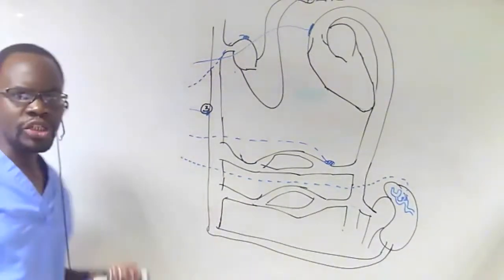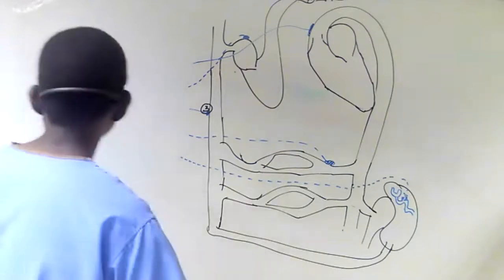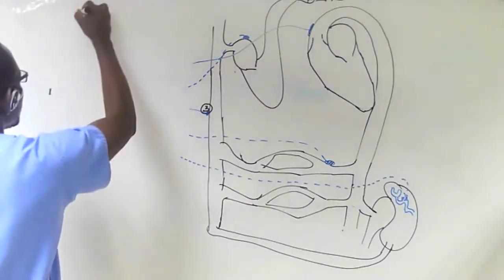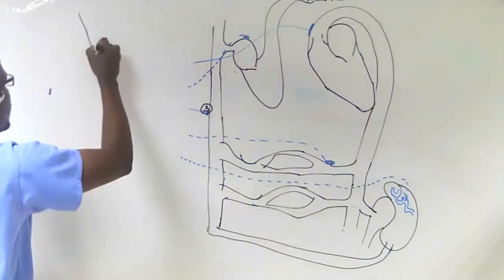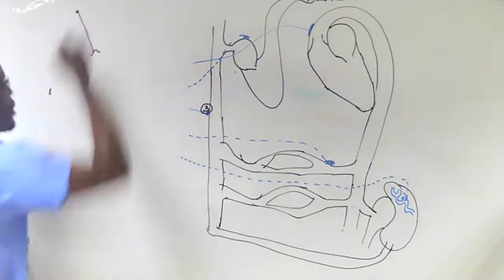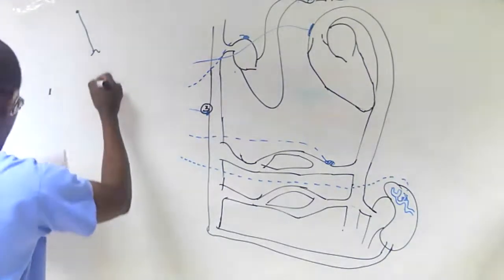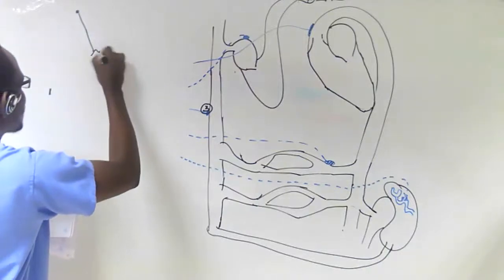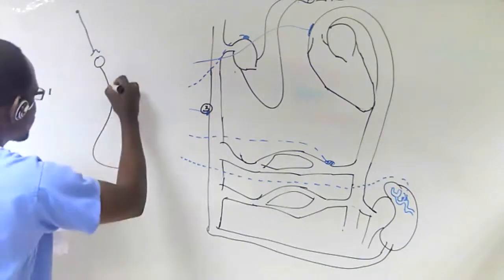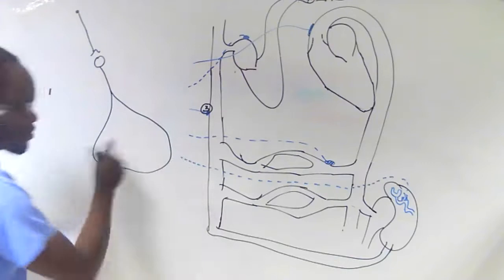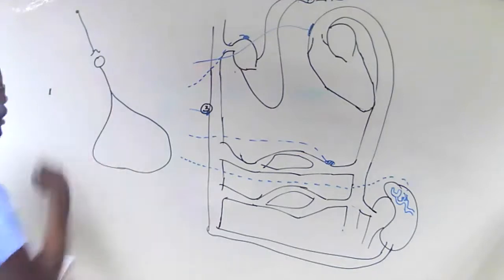All right, to demonstrate what actually happens: if this is your nerve, your preganglionic fiber, something like that, that is your preganglionic nerve fiber, and then we have something like that, and for purposes of illustration, assuming this is our postganglionic nerve fiber.